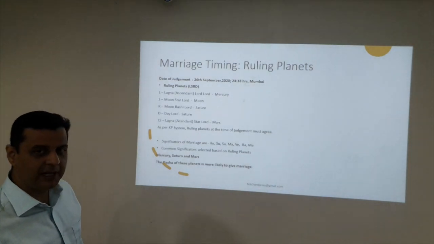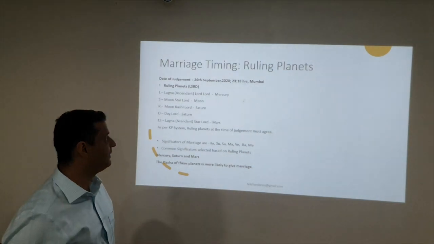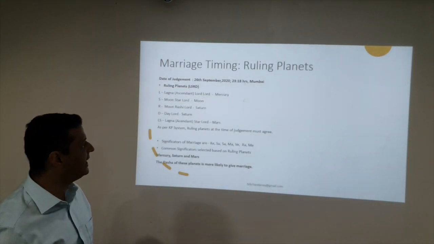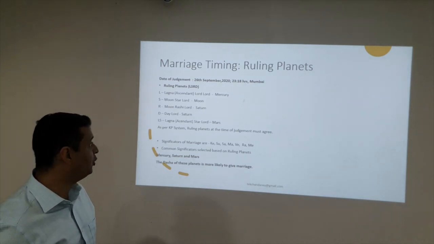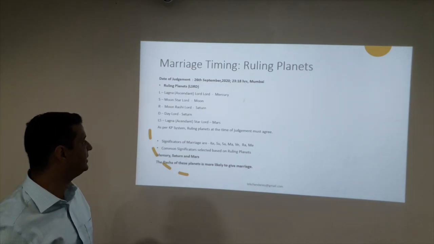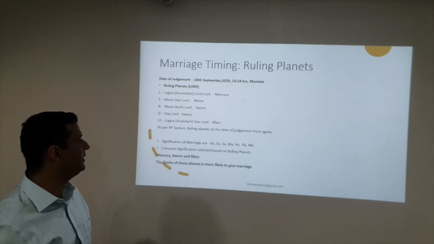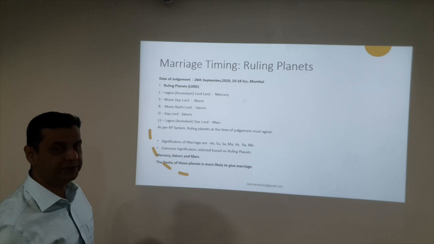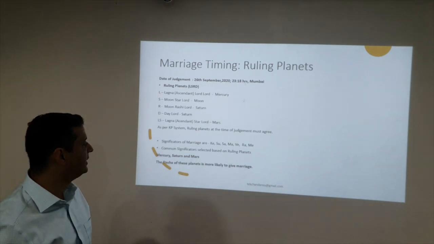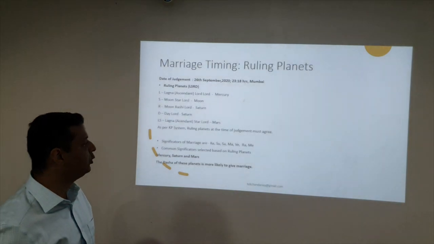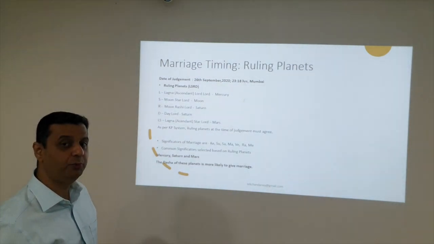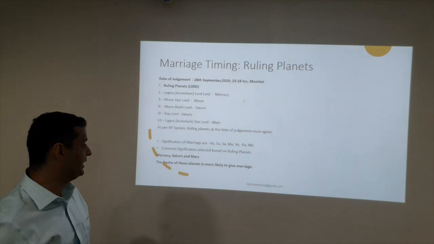So this is typically called LSRD, and if I were to sum up, the Lagna, L, is Mercury, S is Moon, R, the Rashi lord, is Saturn, the day lord again is Saturn, and the rising nakshatra at the time belonged to Mars. The important thing to understand here is that in the KP system, ruling planets at the time of judgment must agree with the event.